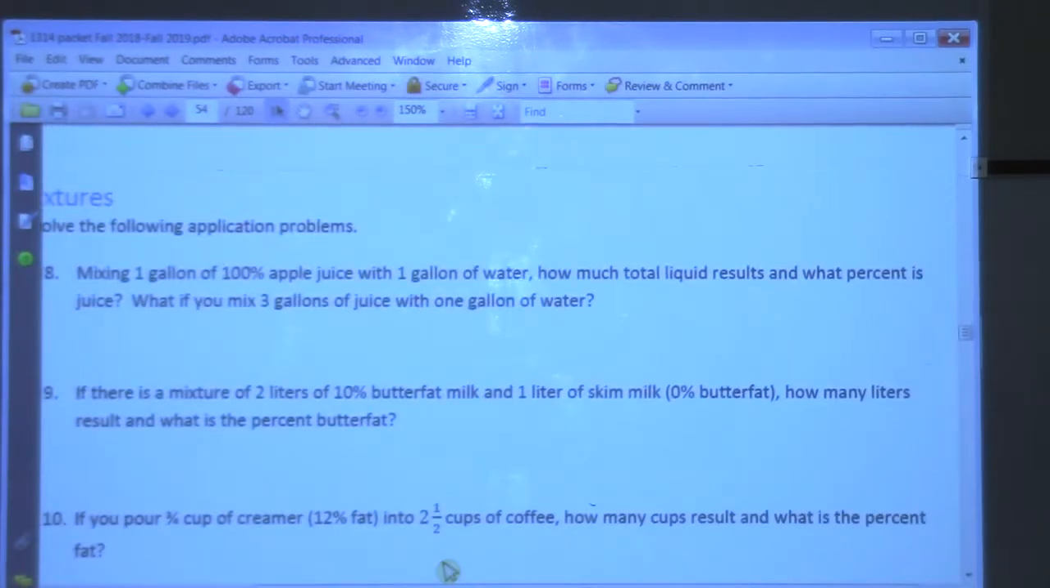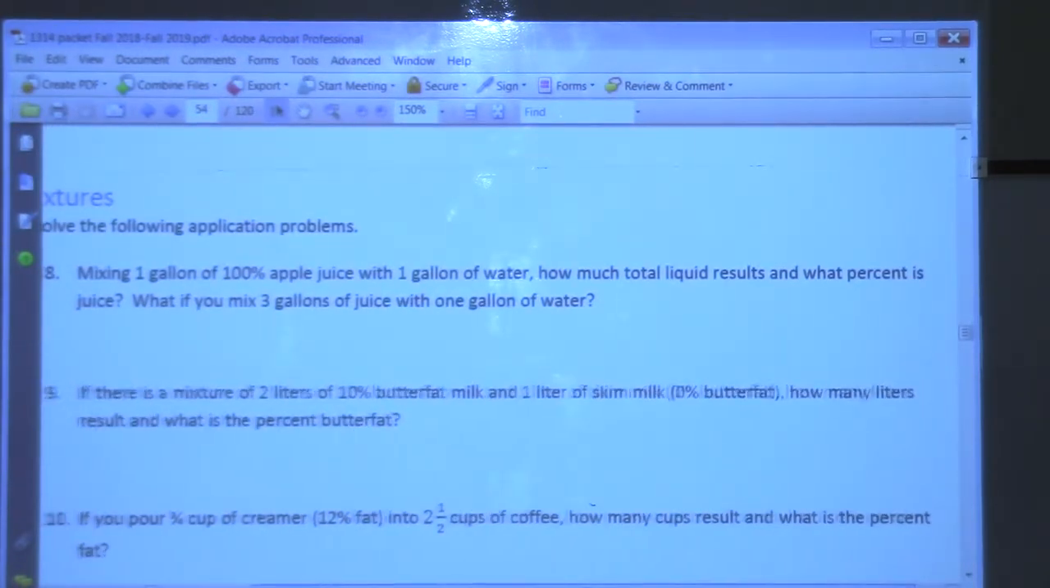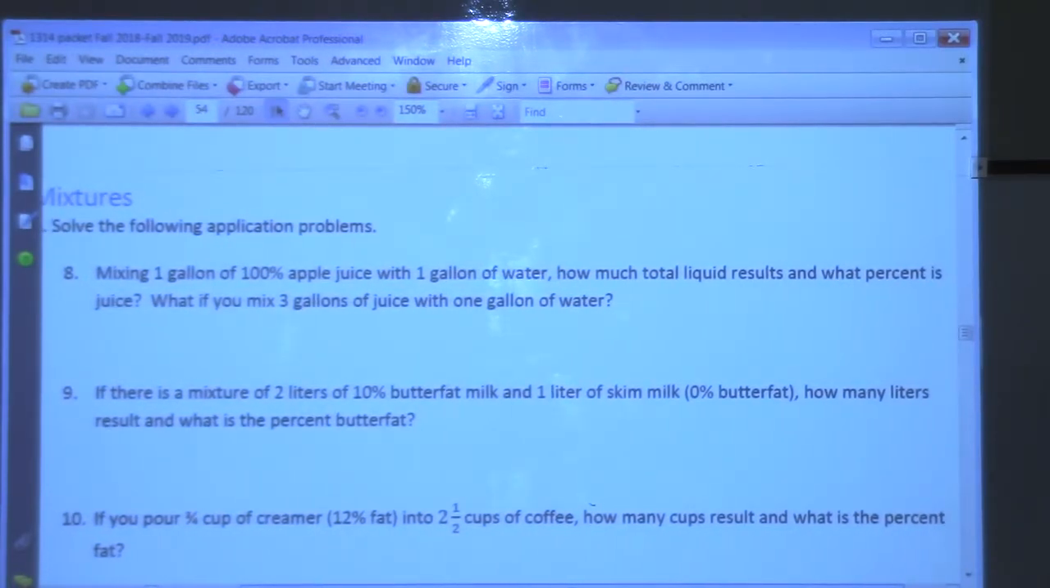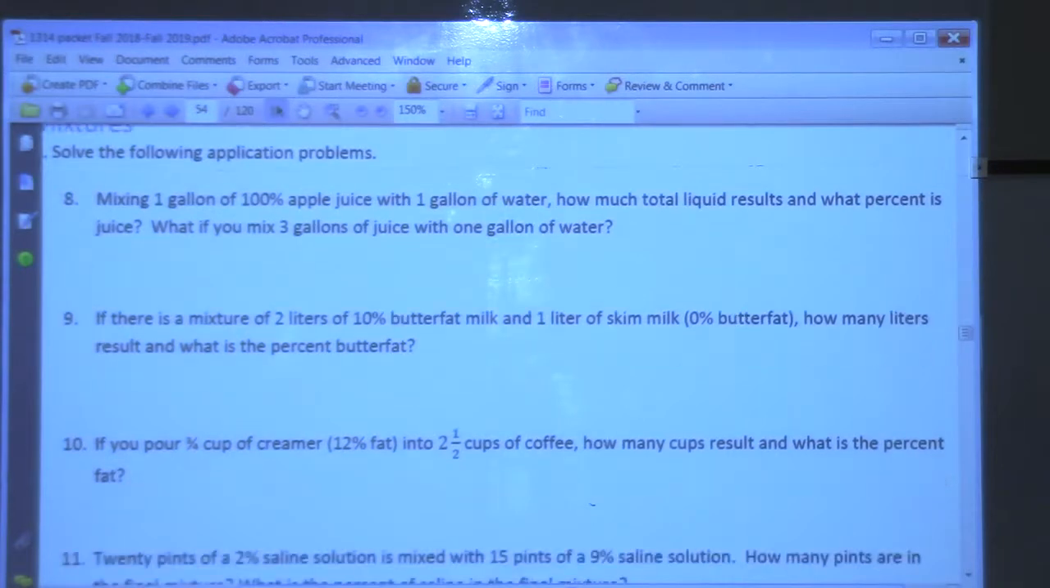All right, 15 minutes left, right? We are going to switch to something different now. These mixture problems.